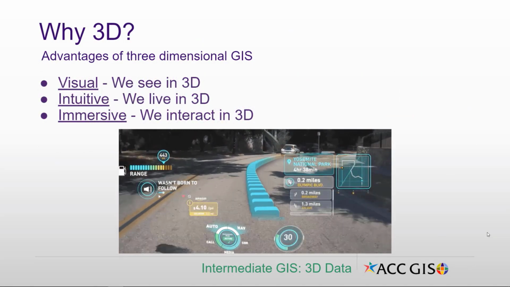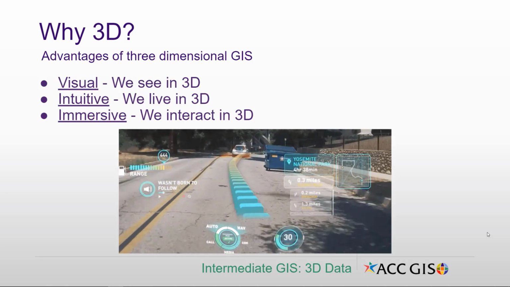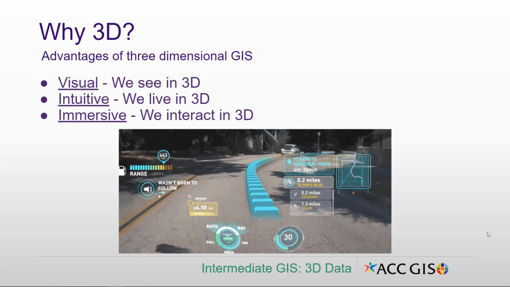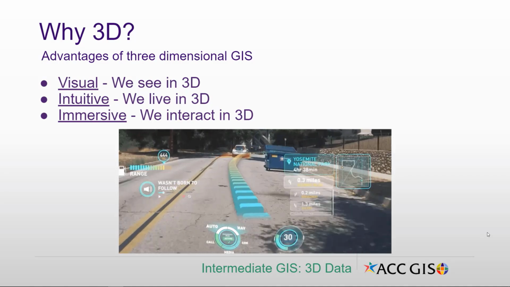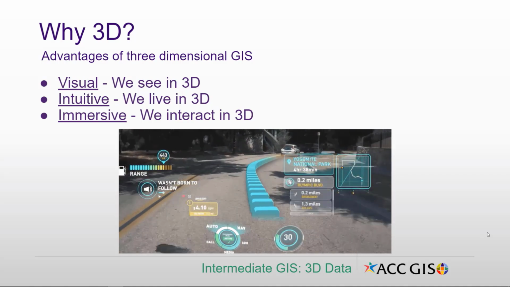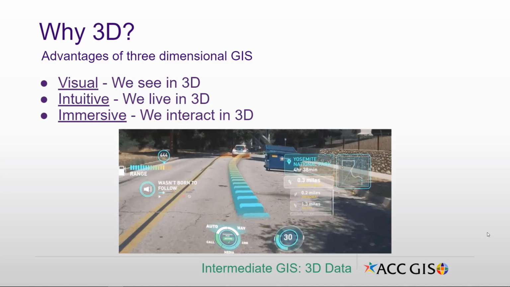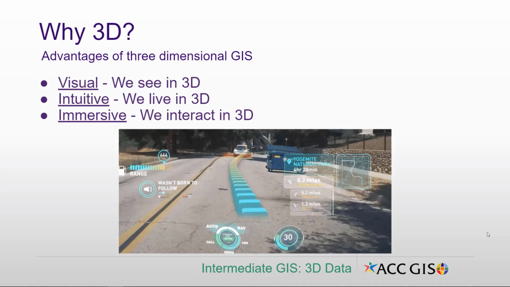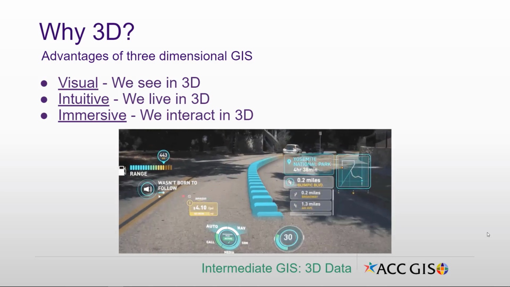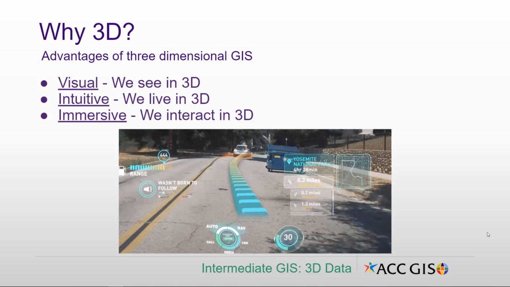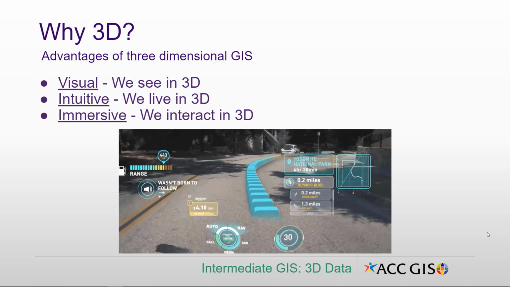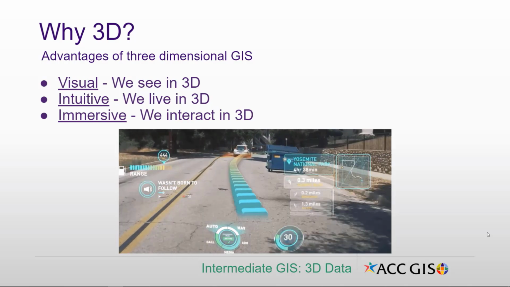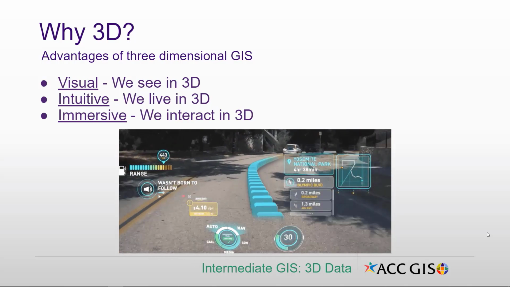Why 3D? There are some unique advantages of three-dimensional GIS. We see in 3D, and 3D allows us to visualize the world in GIS. We live in 3D. It's very intuitive to us. And so if we can present our data in 3D, it makes it intuitive as well. And last, we interact in 3D. And so it creates for a very immersive three-dimensional experience in GIS.